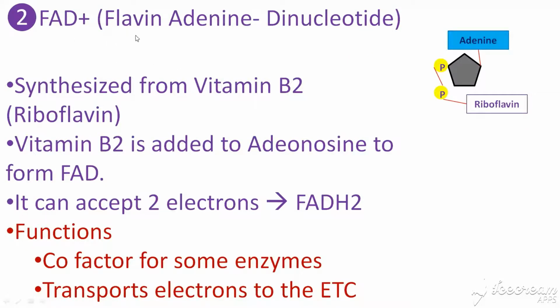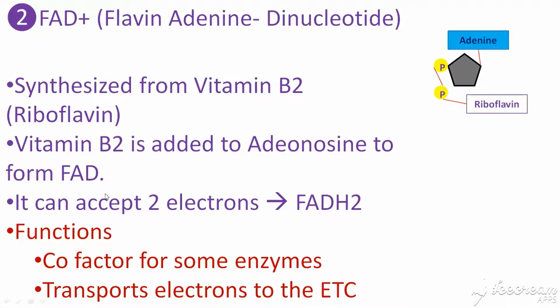FAD+, which is also known as flavin adenine dinucleotide. Now, this cofactor is synthesized from vitamin B2, which is also called riboflavin. So vitamin B2 or riboflavin is going to be added to an adenosine nucleotide to form FAD. So this is going to be our adenosine nucleotide, and what the cell does is basically it adds vitamin B2 onto it to form FAD+.